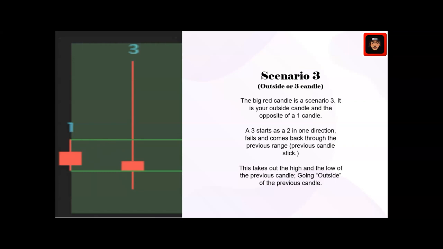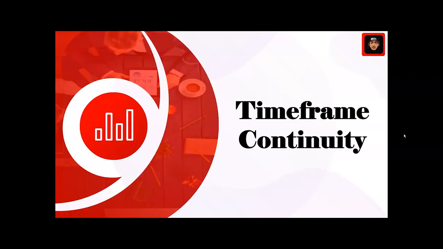So your three is the opposite of your one. Your one is your inside candle. That's your consolidation. Your three is your outside candle. It also is a broadening formation on a lower time frame. And we'll get into broadening formation later.